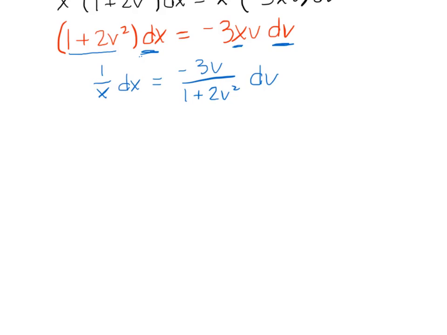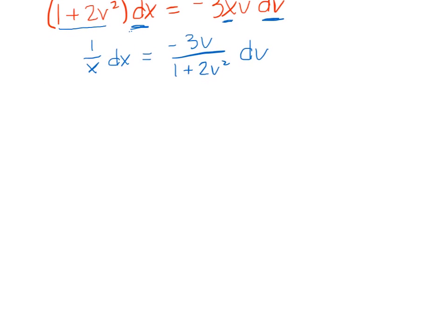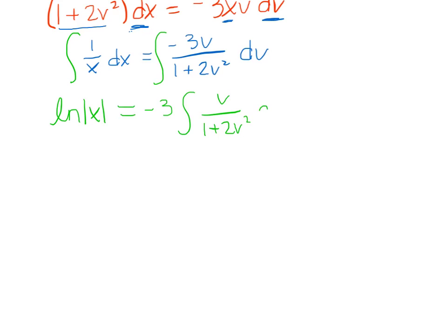Now we have a separation of variables problem. And oops, let me get my pen turned on. Now we can go ahead and integrate it. So let's integrate both sides. I know that the integral of 1 divided by x is really the natural log of the absolute value of x. And I'm going to factor out the negative 3. So I have a negative 3 integral of v divided by 1 plus 2v squared dv.